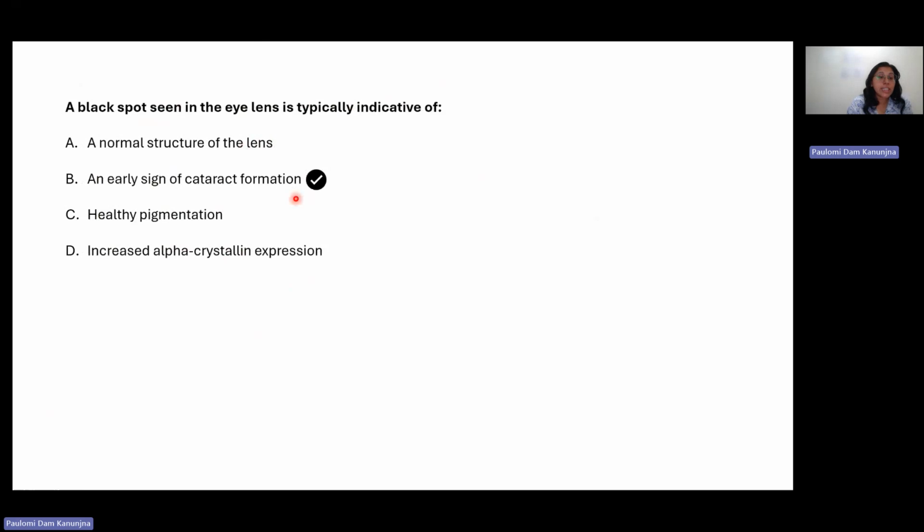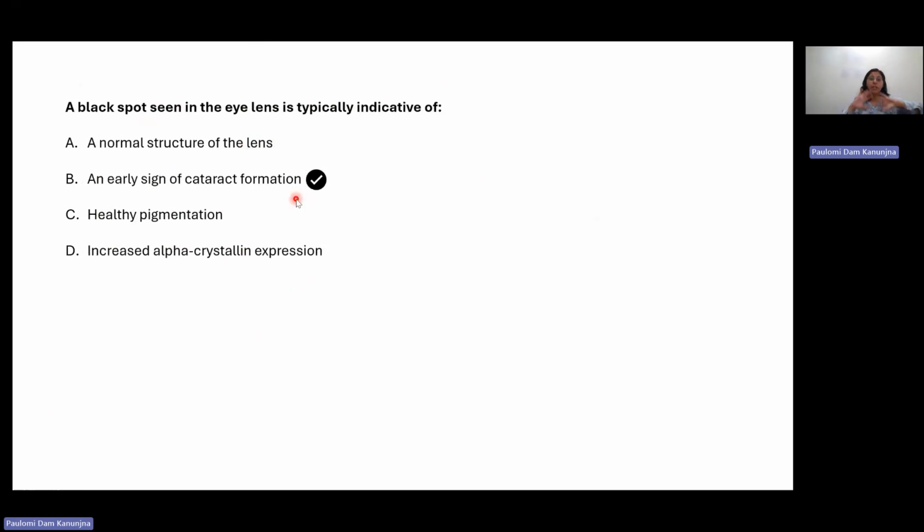Okay, so this is an early sign of cataract formation, right? See, the term itself tells you what the issue can be. It says black spot. A spot is any aggregation, any such blob that you see. So if there is a spot on the lens, it's basically hindering the pathway of light. And that is when you have cataract, right?